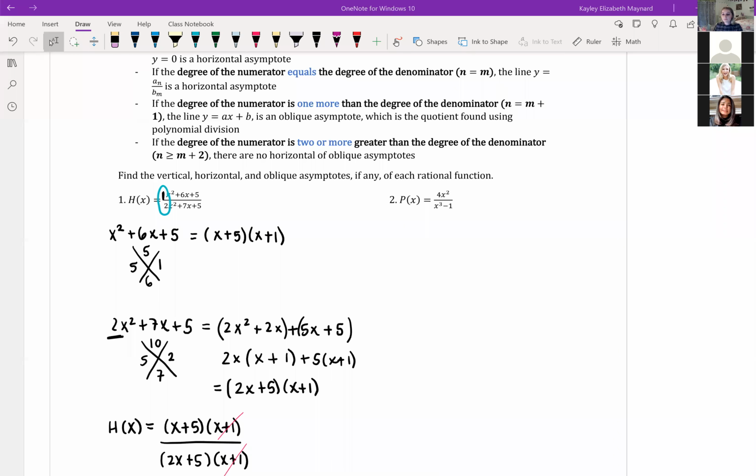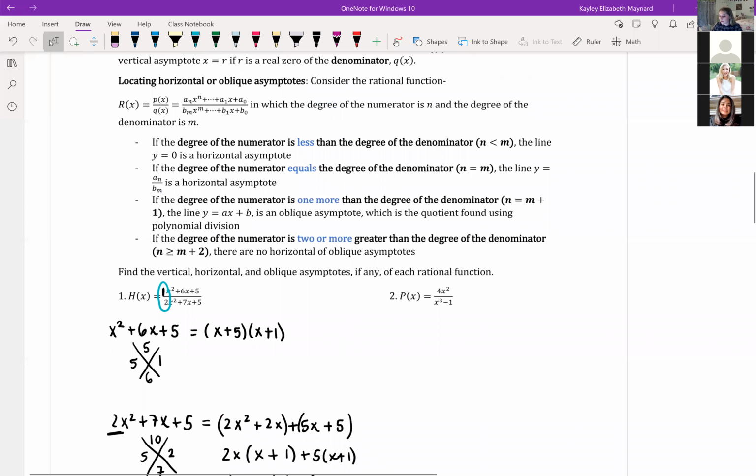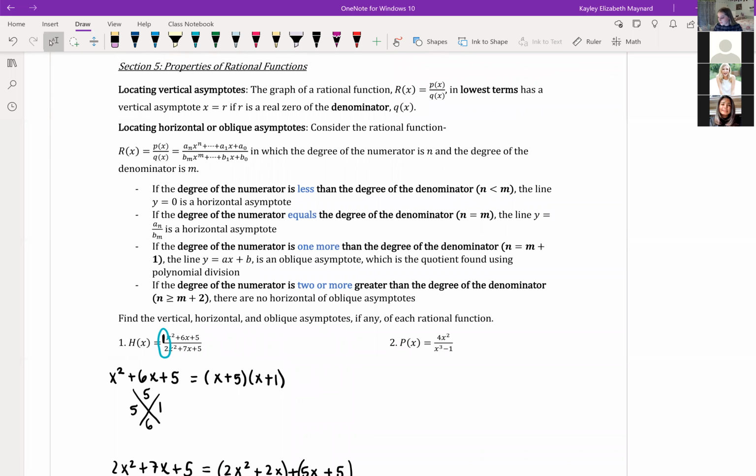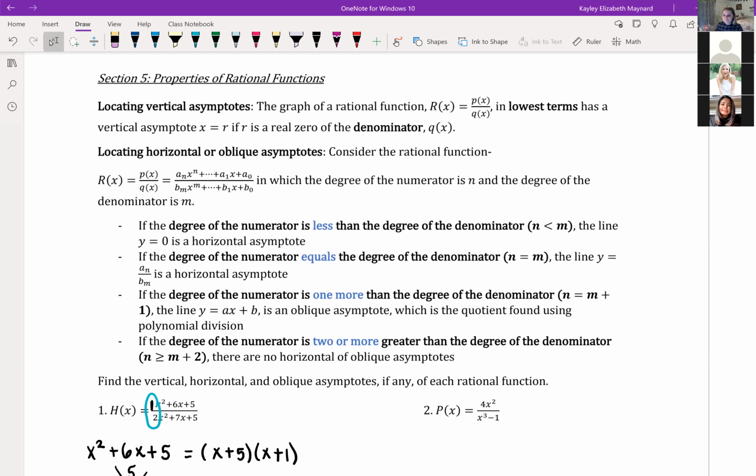Could you possibly scroll up so we could see all of the horizontal and oblique stuff? Yeah, thank you. Here, I can zoom in a little too.